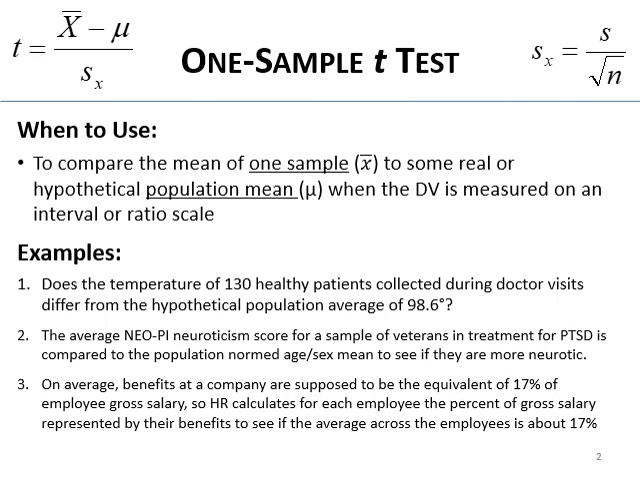On average, the benefits at a company are supposed to be the equivalent of 17% of the employee gross salary. So the folks in HR, for each employee, calculate the percent of gross salary represented by their benefits, and they average that across all their employees to see if it differs from 17%, the expected population value. You got one sample compared to 17%, the expected population mean, and that is a one sample t.